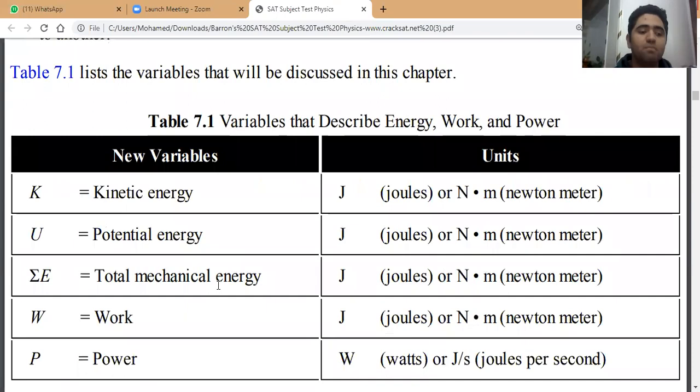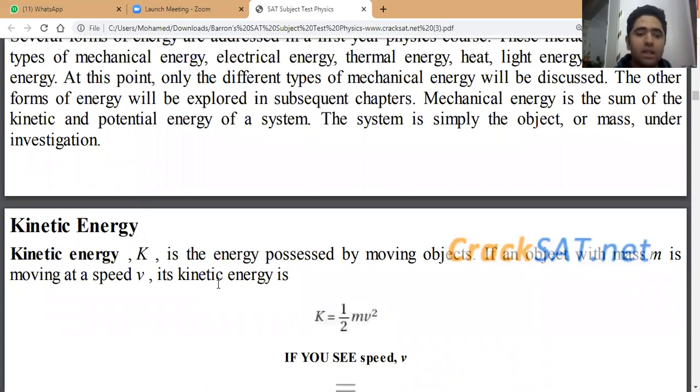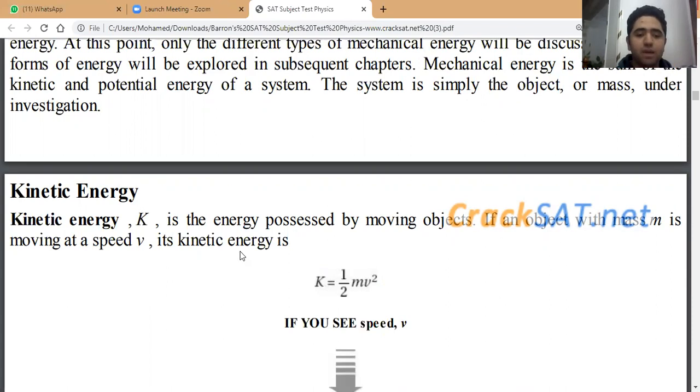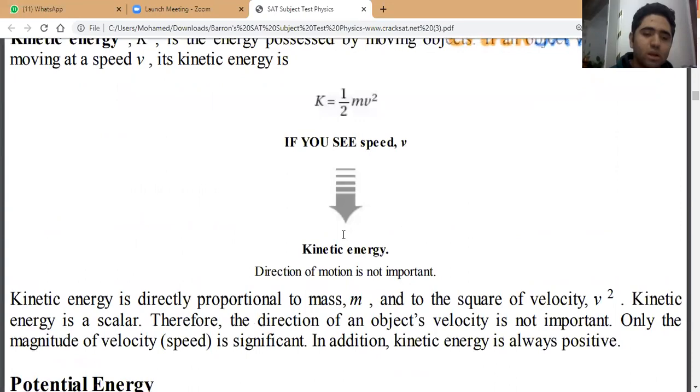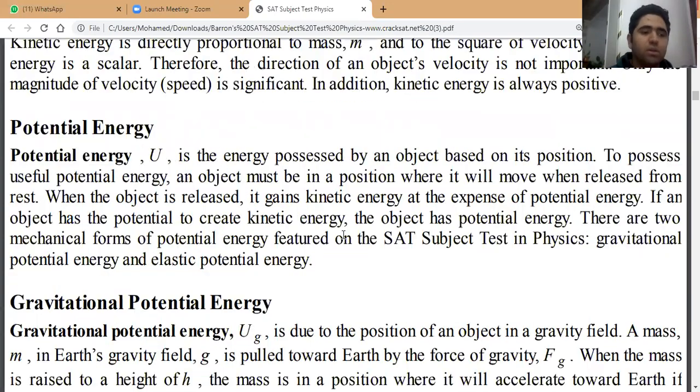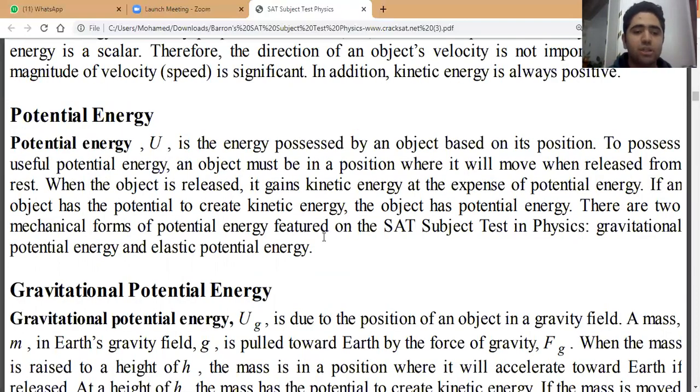Okay, first things first is kinetic energy. Kinetic energy is expressed by K, and it is equal to half m v squared, where m denotes mass and v denotes velocity. Kinetic energy is directly proportional to mass and directly proportional to v squared, and it's a scalar quantity. Now, potential energy is the energy possessed by an object based on its position.